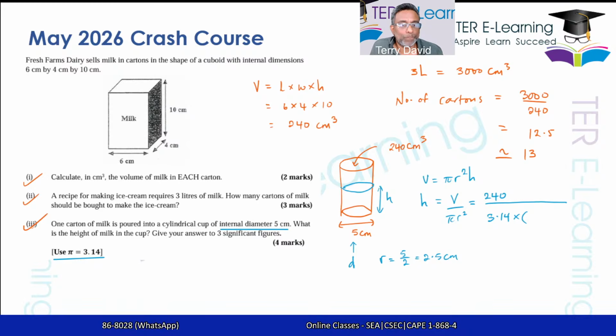So in this case here, this will be 2.5 squared, right? So let's work this out here. This will be 240 divided by, open brackets, 3.14 multiplied by 2.5 squared. And we're going to get about 12.2 cm as the depth of the milk in that container, right? About 12.2 cm.